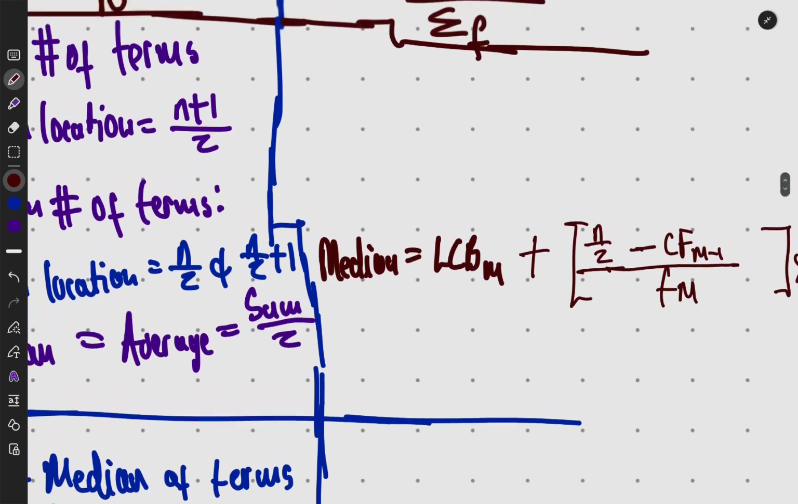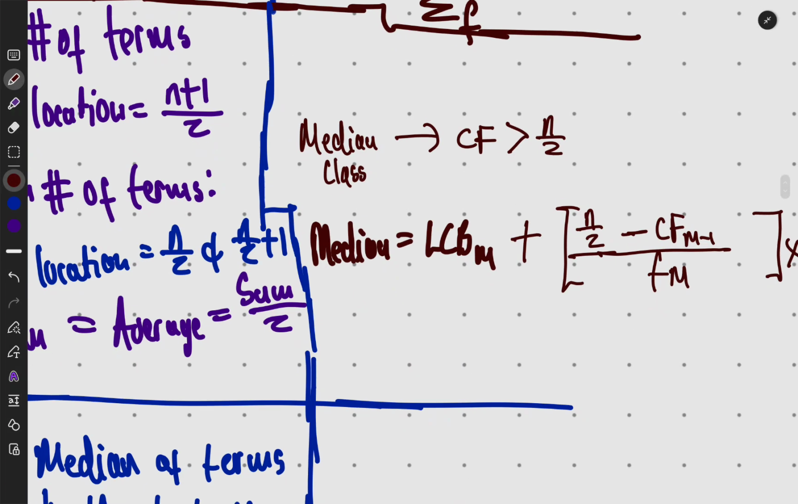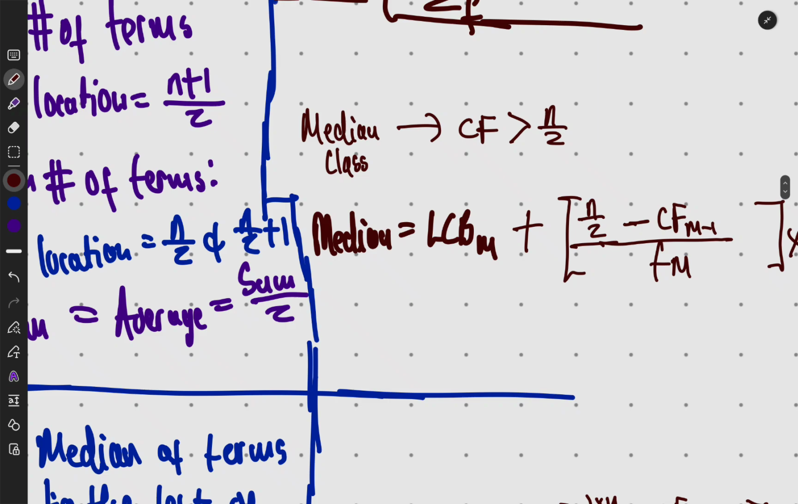How do you find it? You are going to look at one thing. And what is that one thing? You're going to look at n over 2. So the median class is going to be the first class where cumulative frequency is greater than n over 2. And n is the total number of terms. Then this is going to give you your median class. Median class is the class where the cumulative frequency is greater than n over 2, okay? And n over 2 is this value here, which is going to be the fraction.